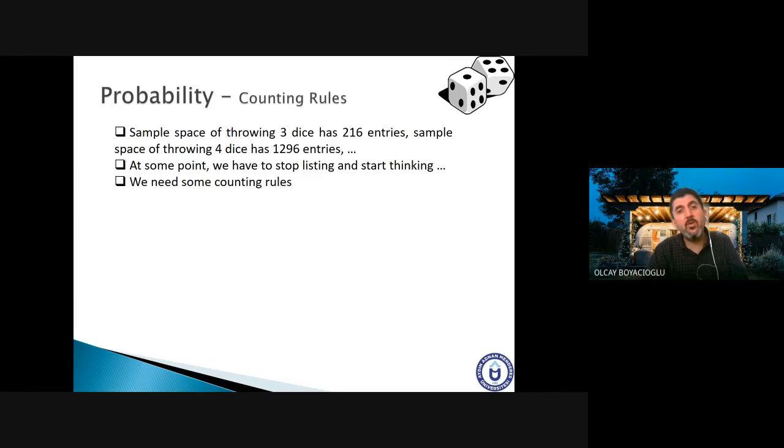And also, if you throw 3 dice, you have 216 different outcomes, entries. Sample space of throwing 4 dice has 1296 entries.